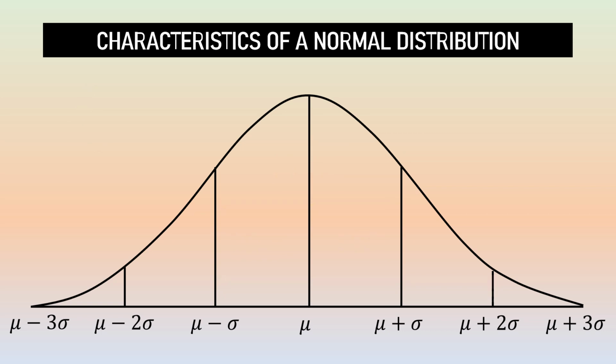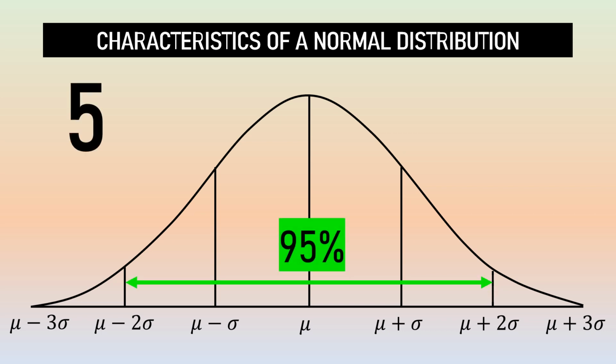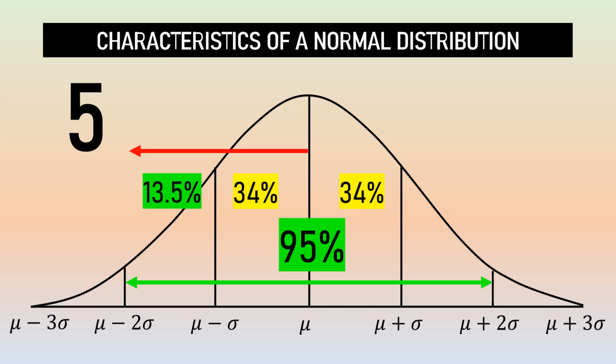The fifth characteristic is almost the same as the fourth one. However, instead of one standard deviation away from the mean, this tells us that two standard deviations from the mean is where 95% of the scores are located. That is an additional 27% of scores both below and above the mean. Or we can also say an additional 13.5% of scores are located below or to the left of the mean, and also an additional 13.5% of scores are located above or to the right of the mean.